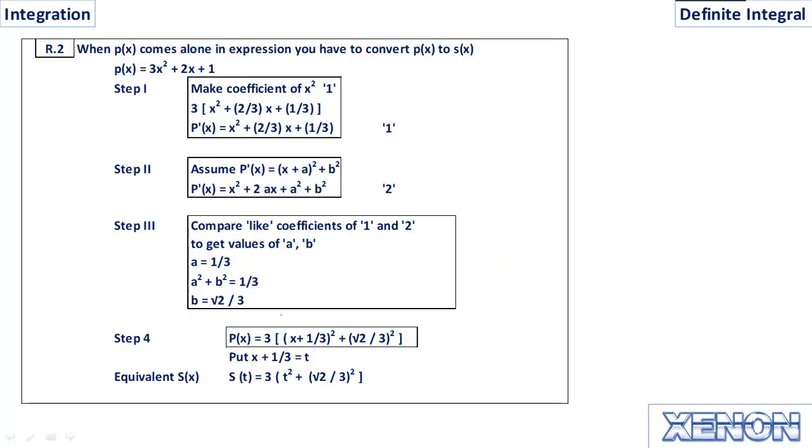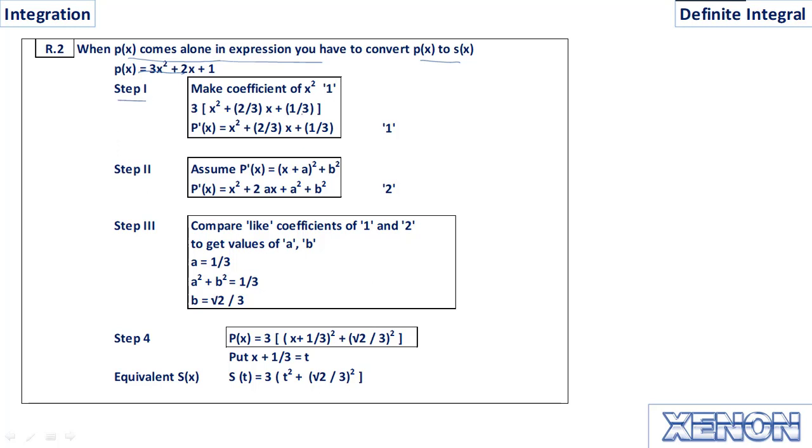Now, first of all, we get the rule number 1, that when we are getting the integrand in the form of square root of mx, then we are actually putting mx equals to t square. Rule number 1. Rule number 2, when p(x) comes alone in an expression, then actually you have to convert p(x) to s(x). And how will we convert from p(x) to s(x)?